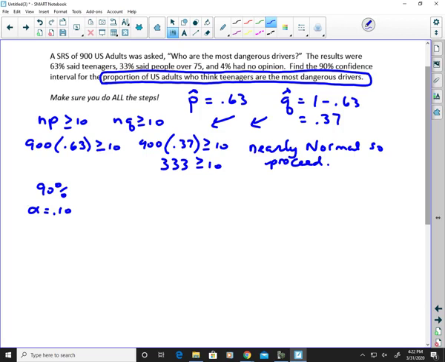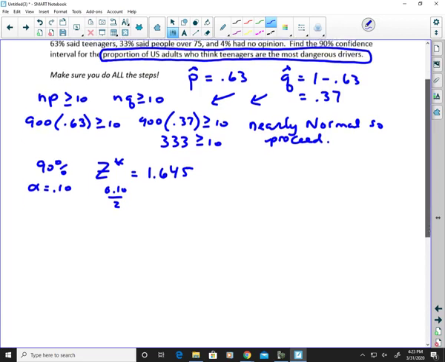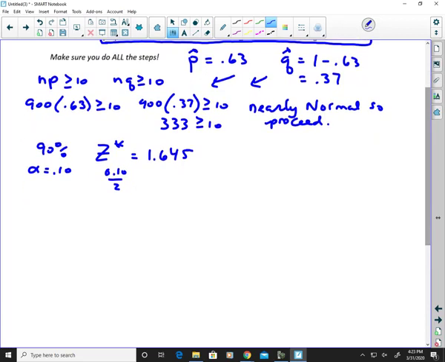And so then I'm going to have to punch that in. Inverse normal of a 0.05, left tail. I get my critical z for a 0.10 over 2 is 1.645. Okay, so now I've got that. Now I need to find my error.